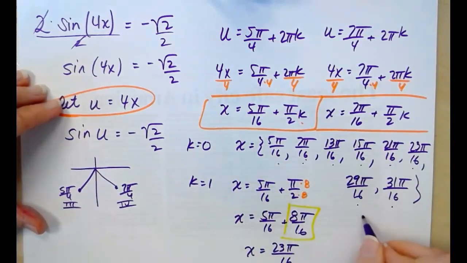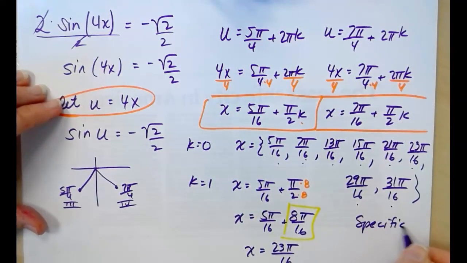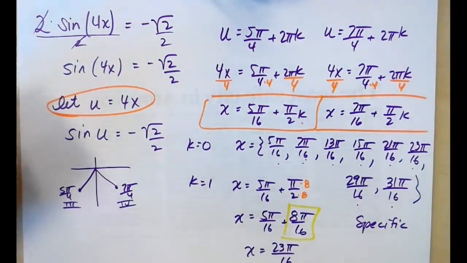There's all 8 of our specific solutions, and here are my 2 general solutions. So one more time, every time we solve, we're after a general solution and a specific solution.